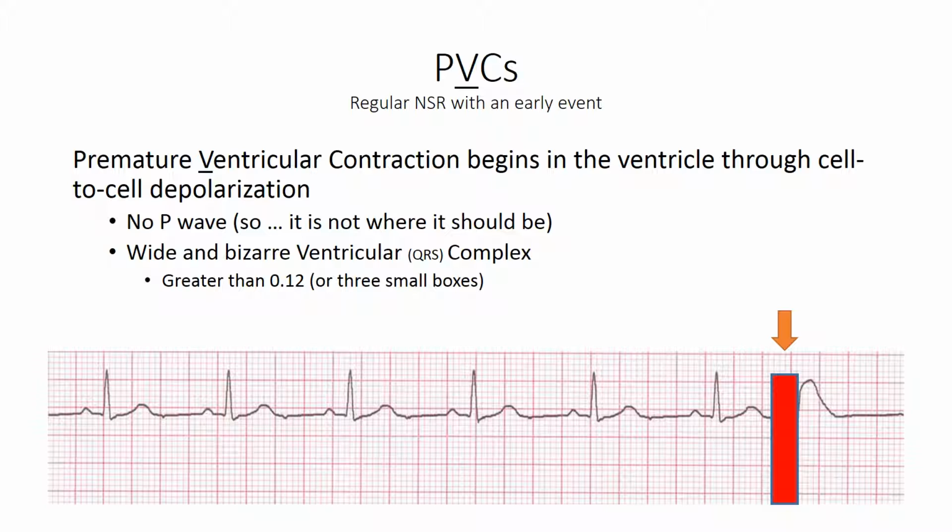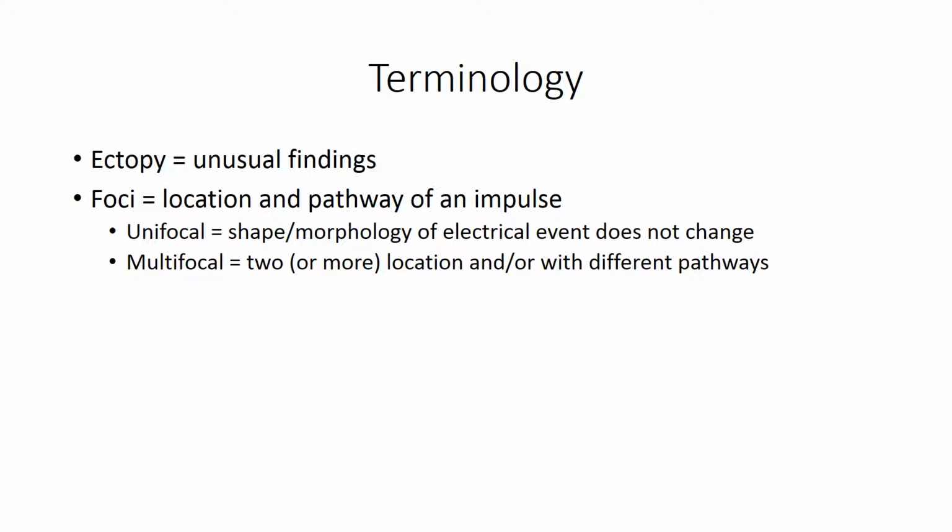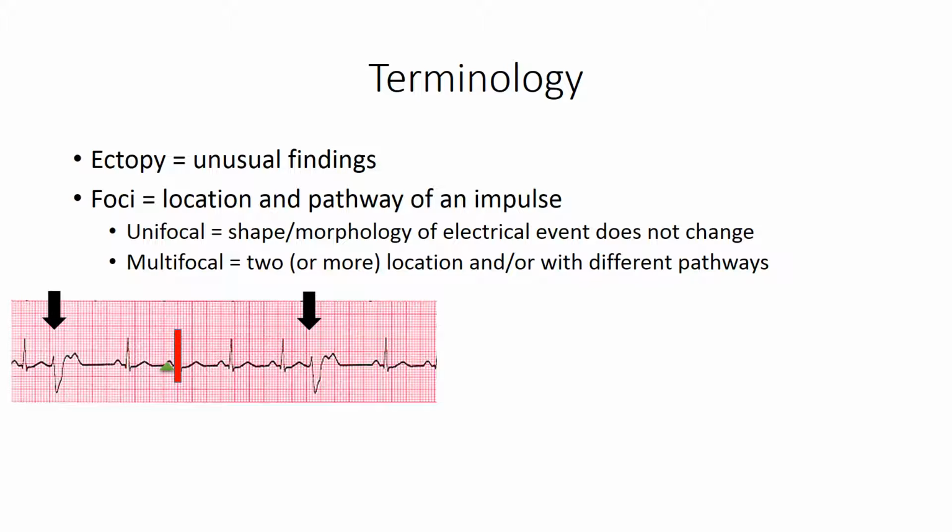Now, some terminology you might hear is the word ectopy. So you'll hear people saying normal sinus rhythm with ectopy. That just means an unusual finding. And you'll hear this word foci. So you'll hear unifocal or multifocal. Well, this is an example of a normal sinus rhythm with ectopy. And the ectopy is unifocal PVCs.